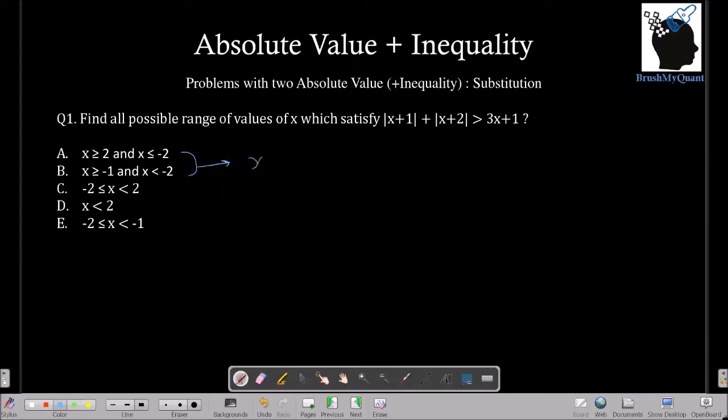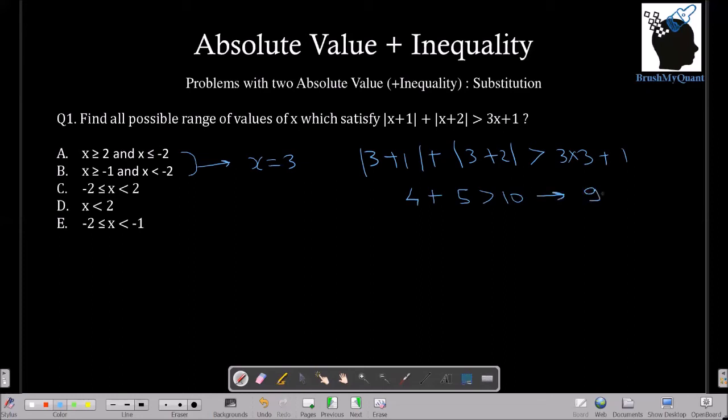So let me try, let's say x is equal to 3. And let's see what do we get. So mod of 3 plus 1 plus mod of 3 plus 2 has to be greater than 3 into 3 plus 1, which is nothing but 4 plus 5 has to be greater than 10, which is nothing but 9 is greater than 10. And we know that that is not correct. That means option number A and B are gone. So in option number C, D and E, D is actually the superset which contains both C and E. And actually C also contains E.